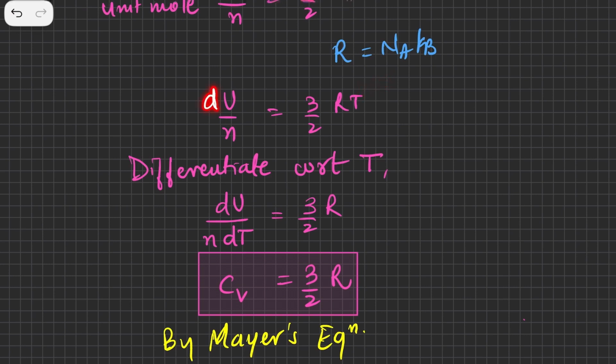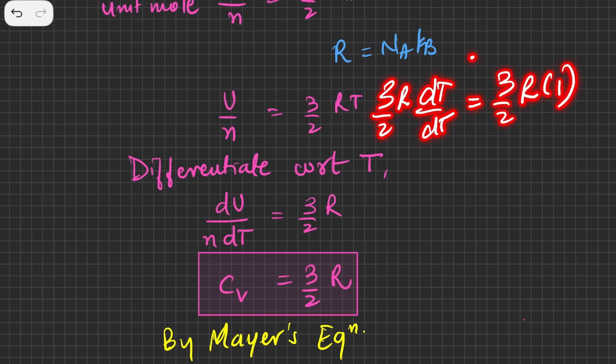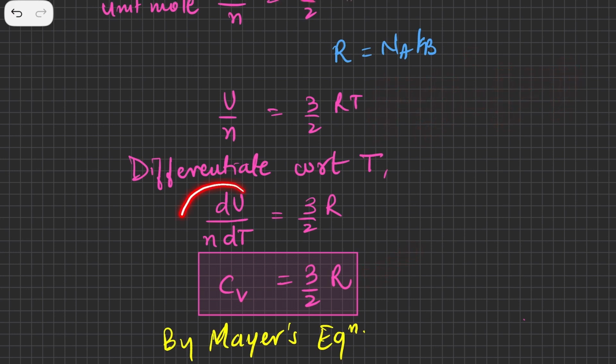So I'll get dU by dT, but n is a constant, so n is thrown outside. What remains is dU by n dT. On the right hand side, 3, 2 and R are constants, so they are thrown outside, and what remains is dT by dT, which comes out as 1. We generally don't write that 1. So you get 3 by 2 R. Now dU by n dT is nothing but Cv, the specific heat at constant volume. So Cv is equal to 3 by 2 R.